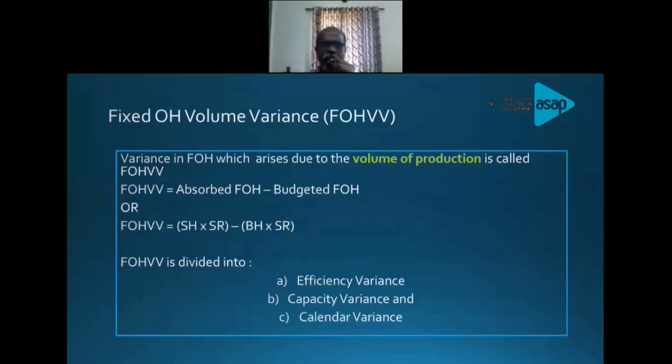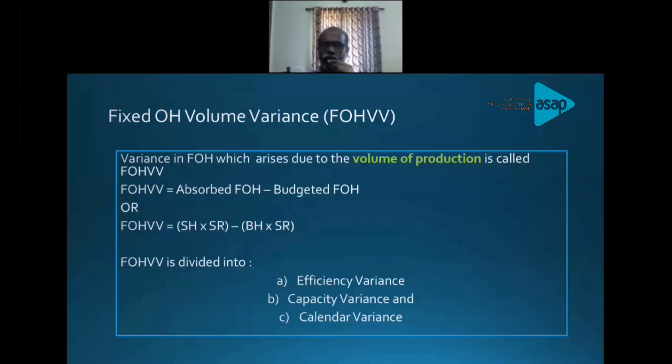In other words, fixed overhead volume variance is equal to standard hour into standard rate minus budgeted hour into standard rate. Okay, this should also be noted down. Fixed overhead volume variance is equal to standard hour into standard rate minus budgeted hour into standard rate. So volume variance arises due to the difference in the absorbed overhead and the budgeted overhead.